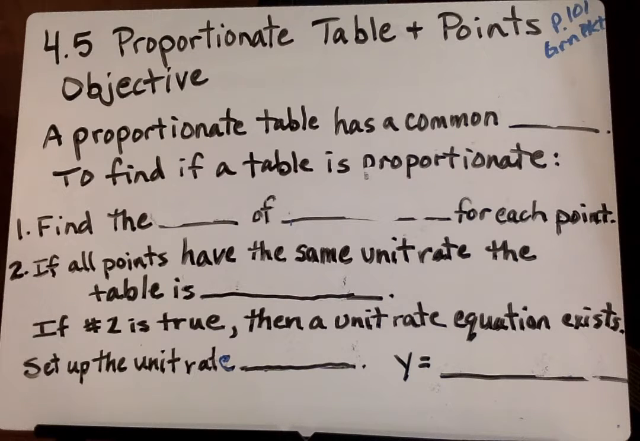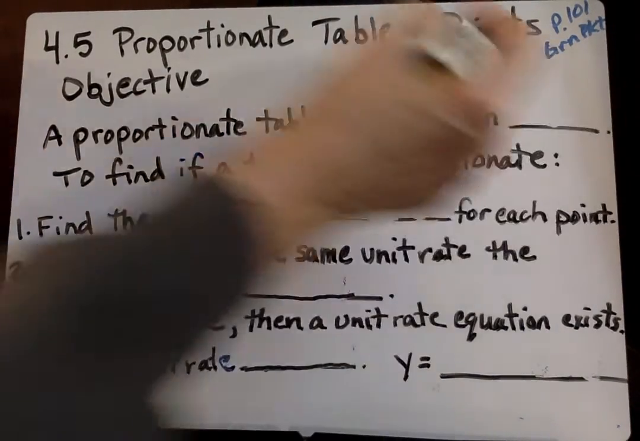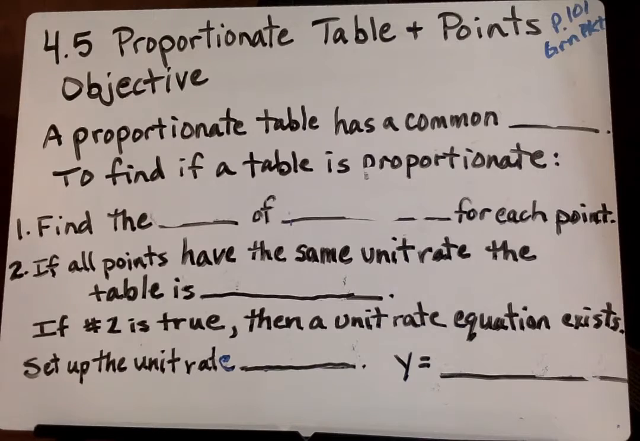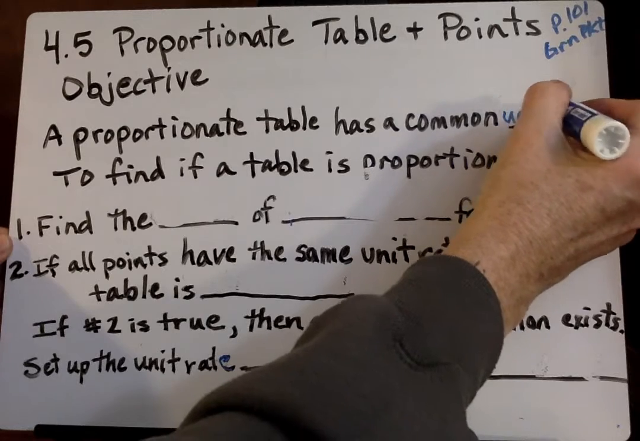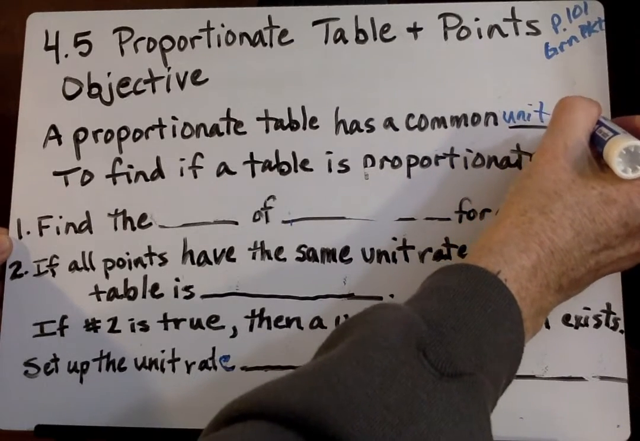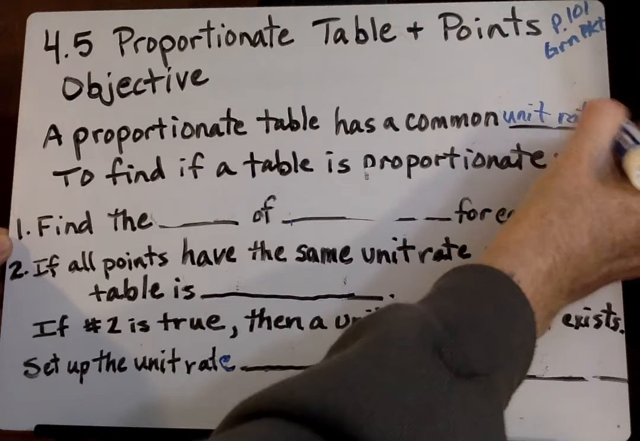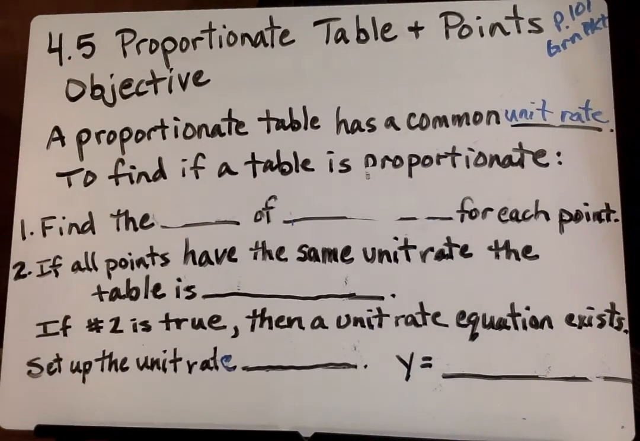A proportionate table has a common, and the word you want to put in there is unit rate. So go ahead and write that down. Unit rate. We'll go over a little bit more about that later.